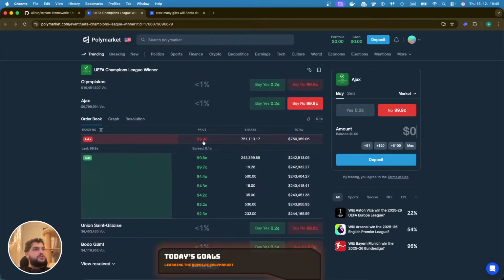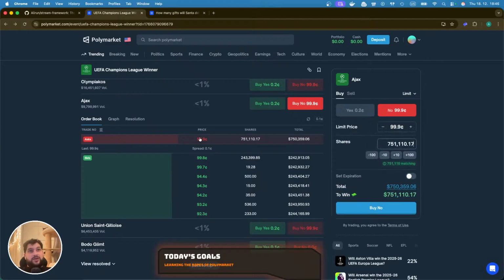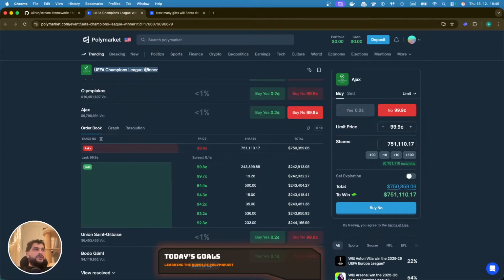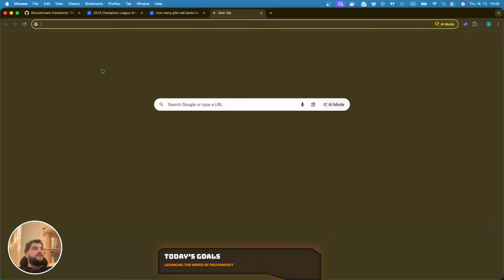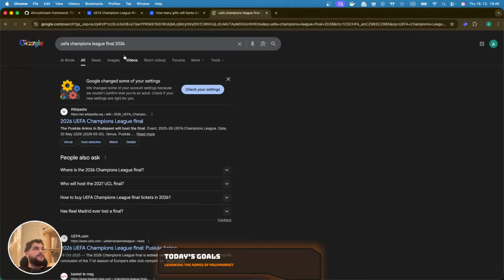Okay, for the No's, you can see now that the people who voted for this outcome already won basically. Statistically, it's a 99.9% chance they already won. So they want to get out of the market right now, and they don't want to wait for the end. They don't want to wait for the market resolving, which will happen God knows when. I don't know when the final is. Let's see. Yeah, it's going to be the 30th of May.